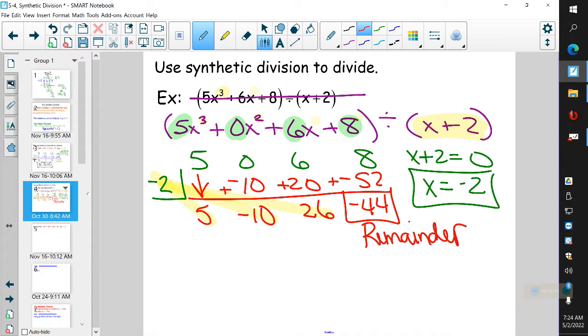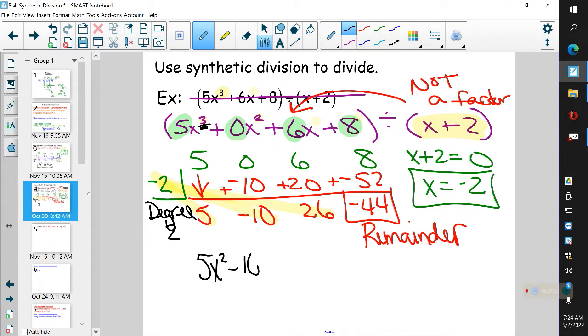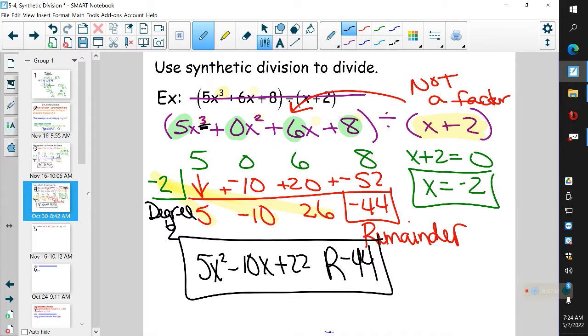Since my remainder is not 0, what this means is x plus 2 is not a factor of our original polynomial of 5x cubed plus 0x squared plus 6x plus 8. It is not a factor. So how would I write this answer? Well, as soon as I do synthetic division one time, the degree or the power of this polynomial goes from being a 3 down to a 2. And I simply put the variables back on with the coefficients of 5x squared minus 10x plus 26, and then I say r for remainder, -44. And then this is done.